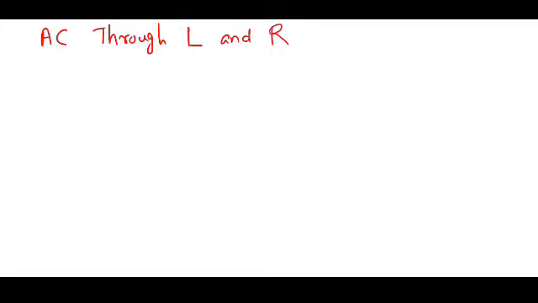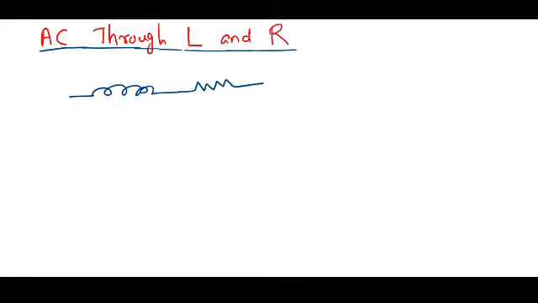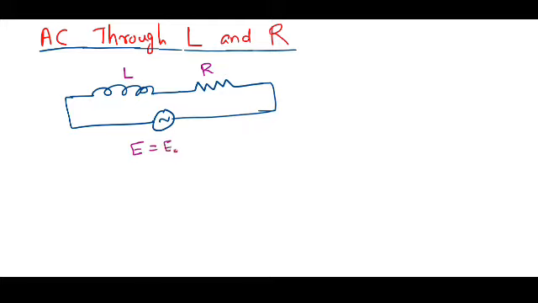Hi dear students, we start our discussion on the passage of alternating current through inductor and resistor. That is, we have a circuit that consists of an inductance and a resistance that is connected to an alternating voltage source. The inductor is L, resistor is R, and the applied voltage is alternating voltage, that is E0 sine omega t.